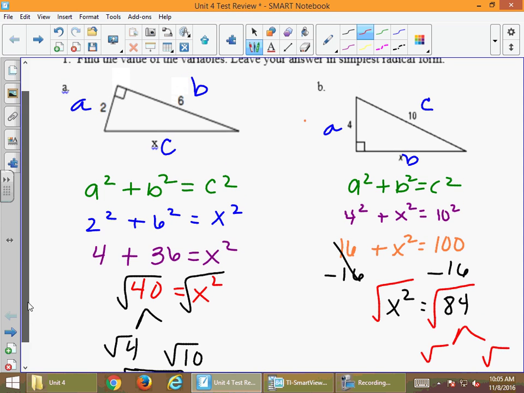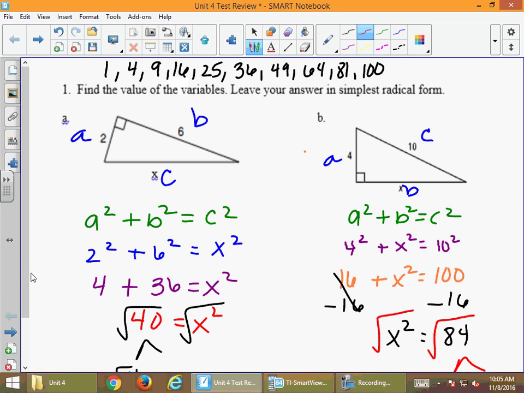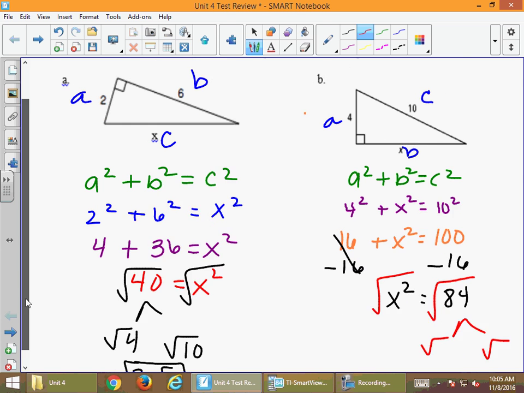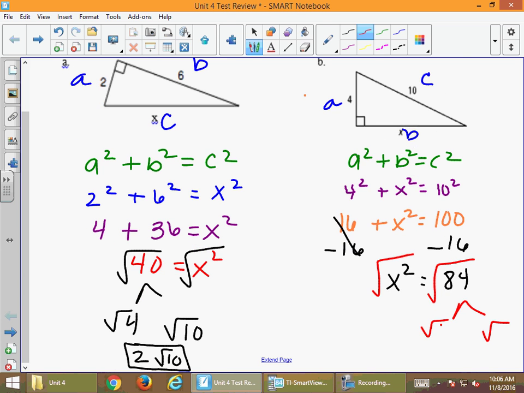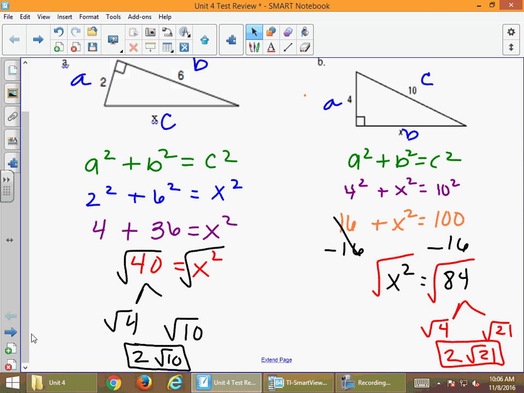What's the largest perfect square that can go into 84? 4. How many times? 21. When you go through your list and check, the largest perfect square is 4. It can go in 21 times. What's the square root of 4? 2. Can't take the square root of 21. Always double check to see if it's a perfect square first before you simplify. Questions over that?